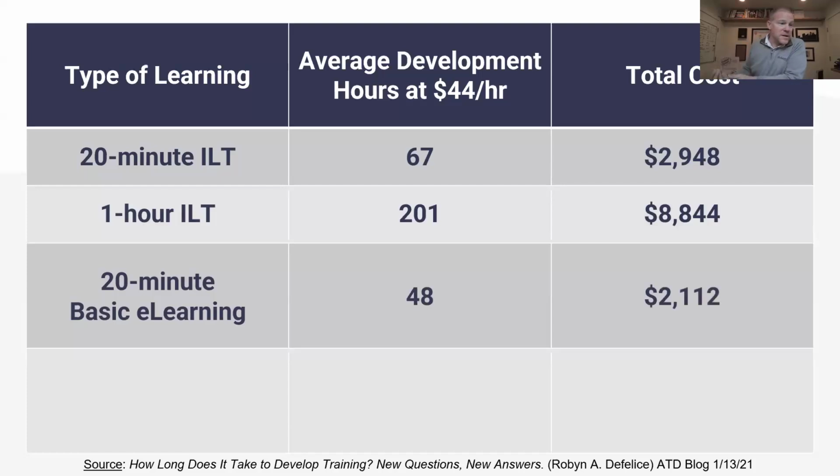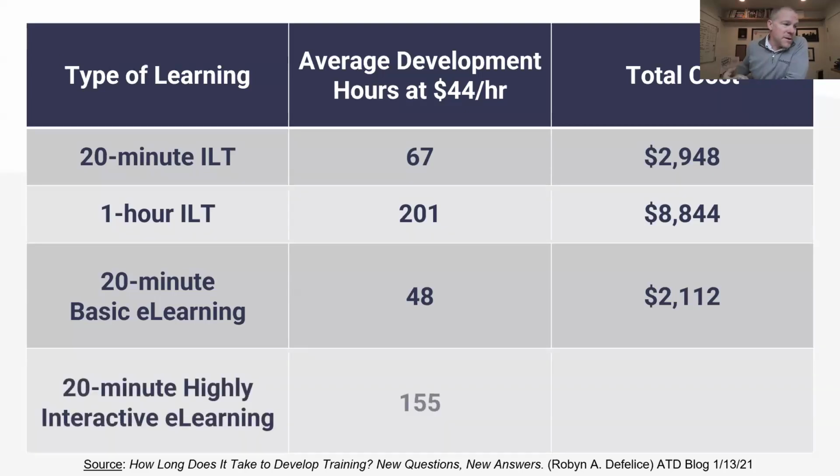When we're talking about e-learning, there's a cost to that as well, about 48 hours on average to create 20 minutes of basic e-learning. This is just click through, right? And then putting together a highly interactive e-learning on average is about 155 hours. If you multiply that by $44 an hour, you get $6,820. So there's cost to developing learning. So if we're going to develop learning, it needs to be really effective. And if not, I'm going to show you what kind of waste we have here.